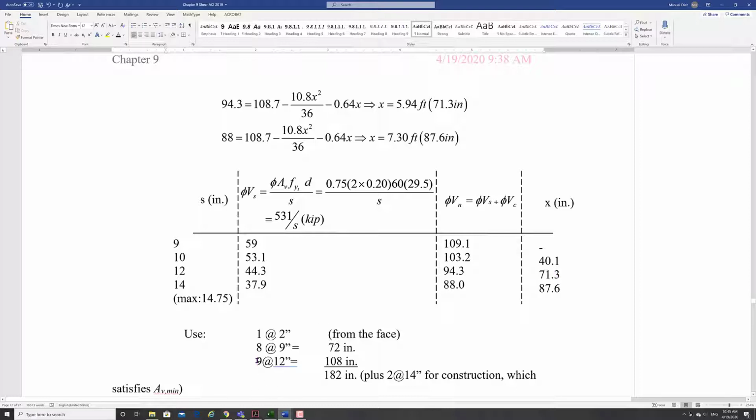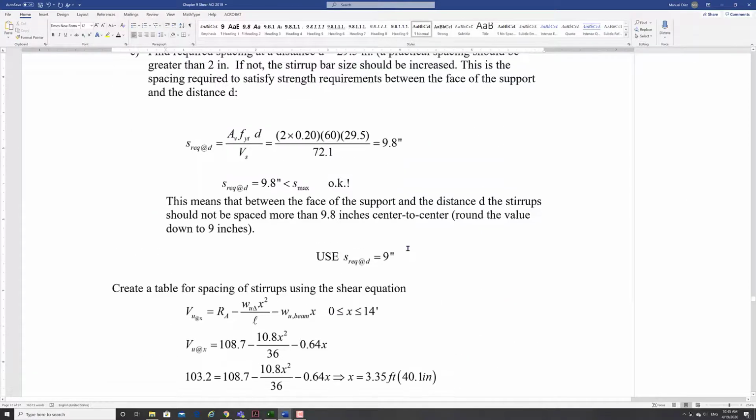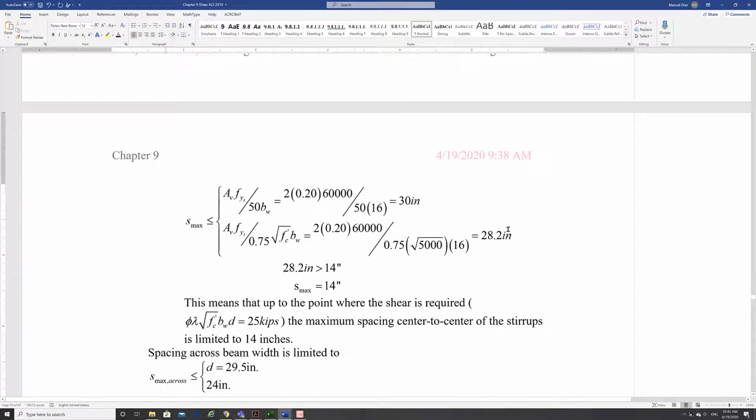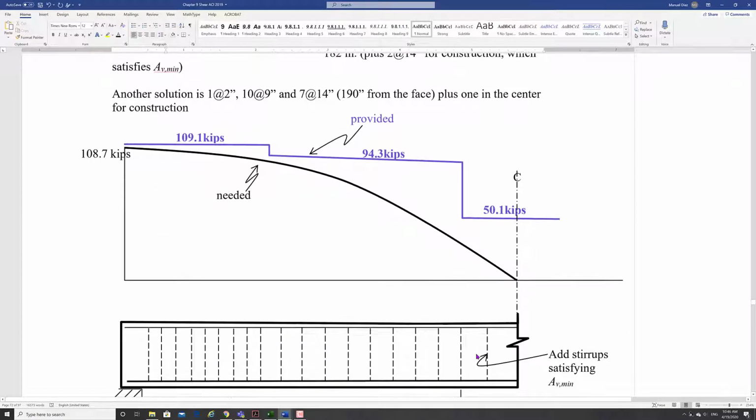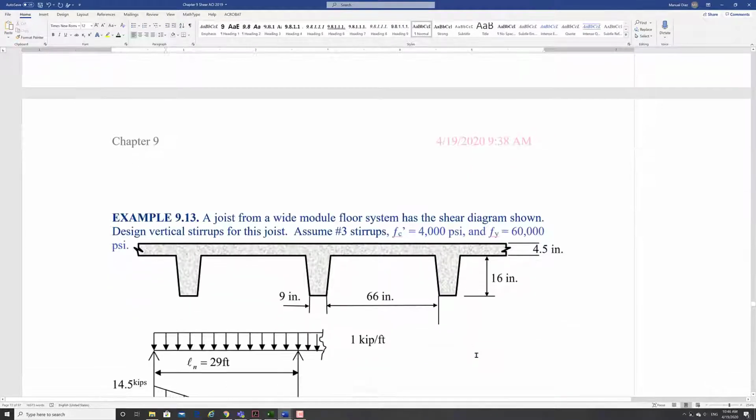So next I'm going to do 9 and 12, and that gives me 108 plus 74, that's 182. So that covers exactly my 182 I needed to cover, right? Then I'm going to add 2 additional ones to cover the remaining portion, right, at 14 inches. Right? And this value of 14 has to be less than the minimum, right? And the minimum is 28, so we're good. I just kept 14, okay? So I put that there. And that was added just for construction, and that finishes the problem.